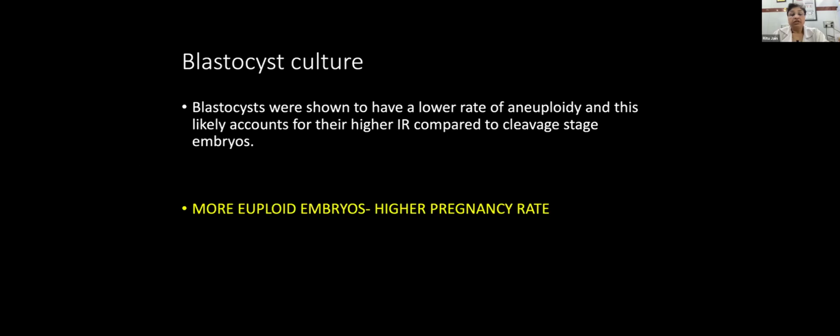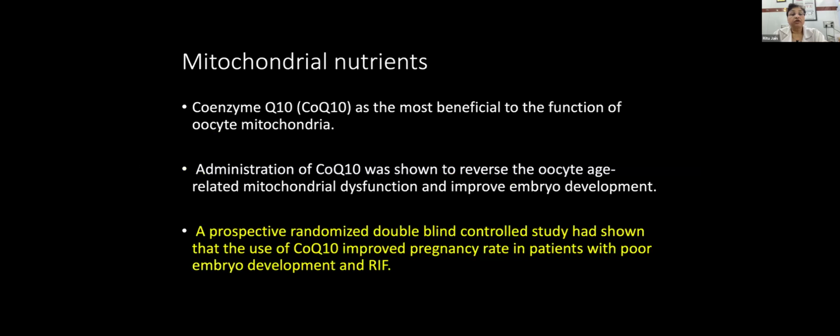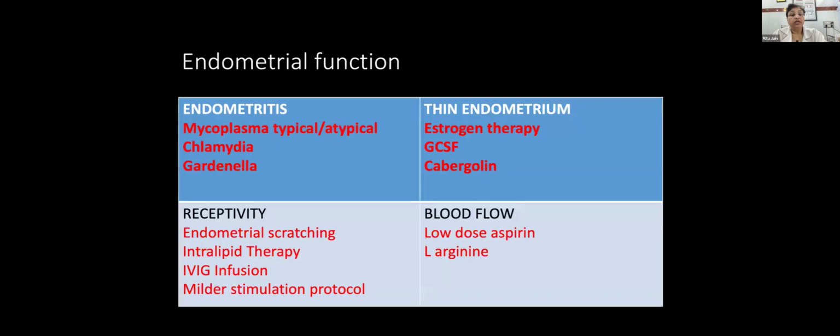Then blastocyst culture definitely helps in selecting more euploid embryos when PGT-A is not available. So most of the clinics have already moved to fresh blastocyst transfer or frozen, as the case may be. Mitochondrial nutrients, according to some studies, improve the outcome. This was a prospective, double blind controlled study, which showed that CoQ definitely improved pregnancy rate in previous RIF cycles.